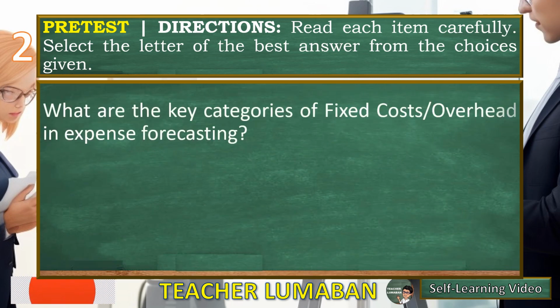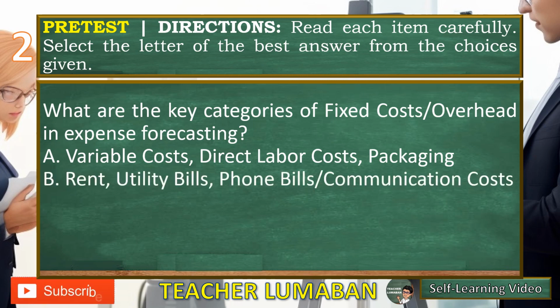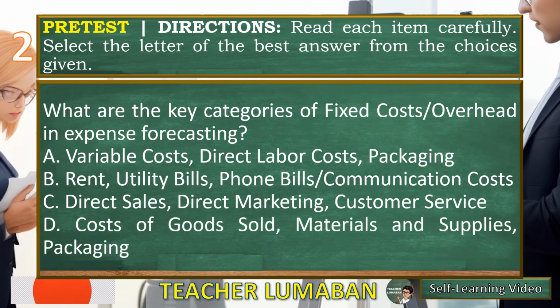What are the key categories of fixed cost/overhead in expense forecasting? A. Variable costs, direct labor costs, packaging. B. Rent, utility bills, phone bills/communication costs. C. Direct sales, direct marketing, customer service. D. Costs of goods sold, materials and supplies, packaging.